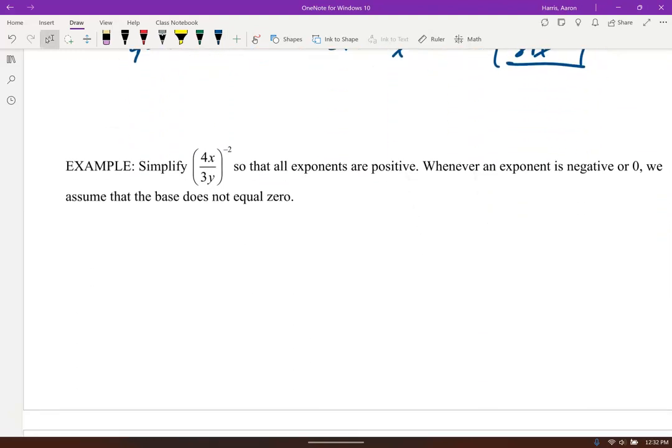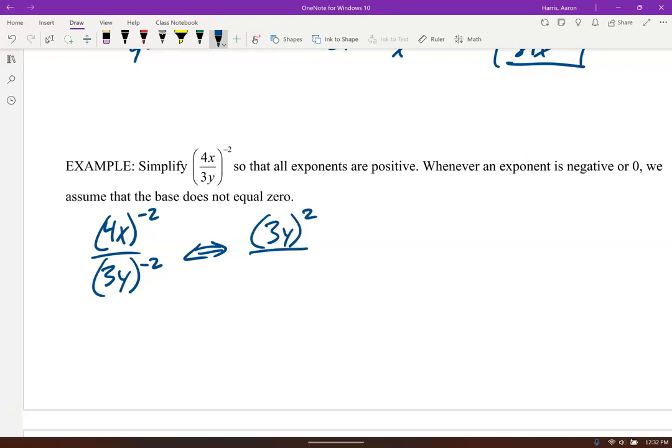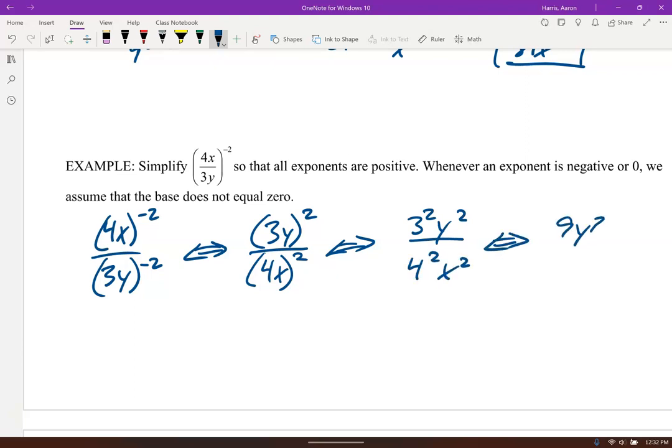Let's do this next one here. We got 4x to the negative 2, and then we got 3y to the negative 2. And so I'm going to go, that 3y will go to the 2 up top, the 4x to the negative 2 will go down. And we got 3 squared y squared over 4 squared x squared. So we got 9y squared over 16x squared.